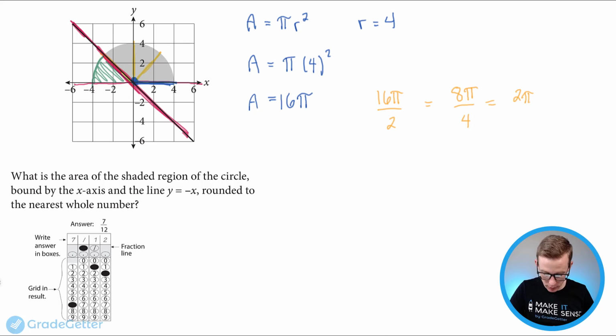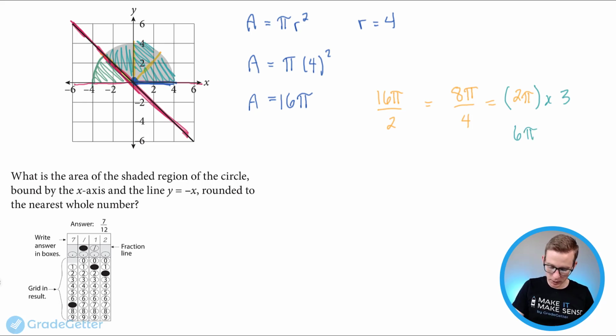And then I've got three gray pieces, right? This is like three pieces here that make up the shaded region of this circle. So then I'm going to multiply this 2 pi, which is the area of one little sliver, and I've got 3 of them, so I'm going to multiply this by 3. So 2 pi times 3 is 2 times 3, which is 6 times pi. So that would be the area of this shaded region, 6 pi.